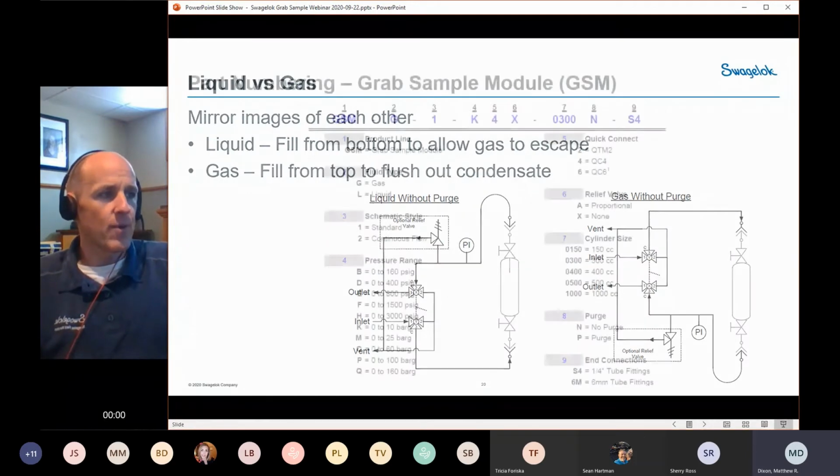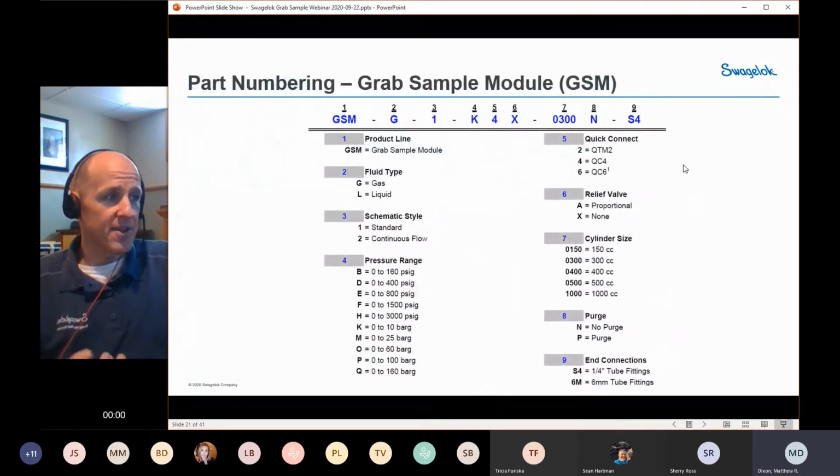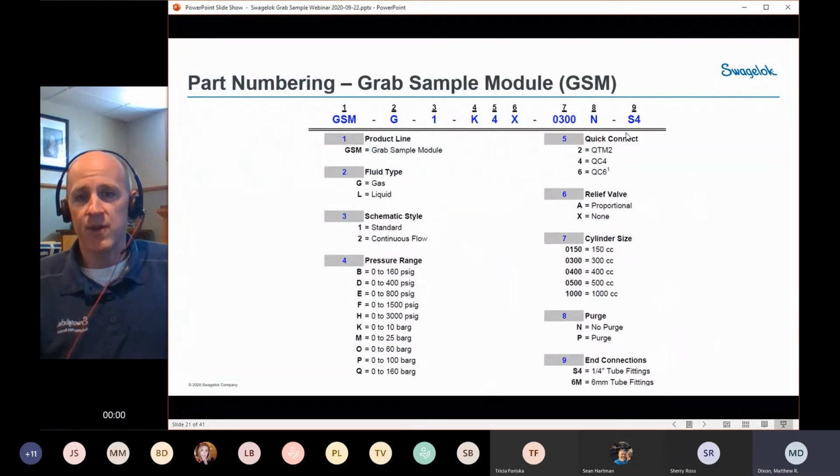So let's take a look at one of these. Well, actually, first, let's take a look at the part numbering structure. This is kind of unique to Swagelok's grab sampling offering, and that we do offer a smart part numbering structure that allows you to fully specify a sampling panel.